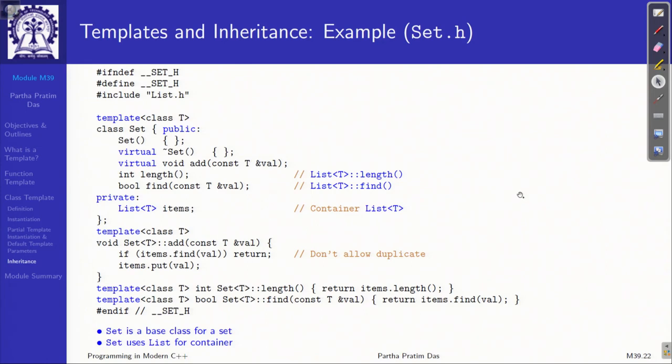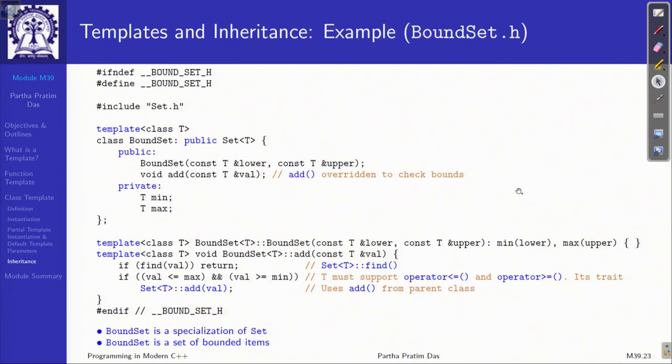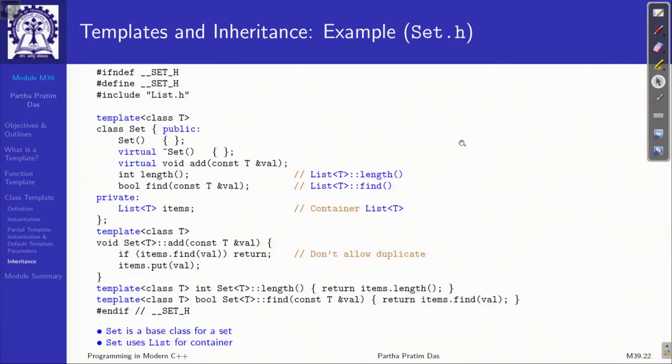And with that I will now define what is a set. So, this is my set, which has the virtual destructor, because I want to make it a base class. I have an add method to add an element to the set, and what is the peculiarity of the set? The peculiarity of the set is it cannot have duplicate.